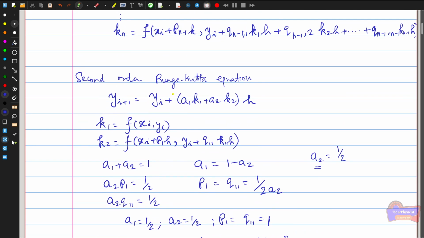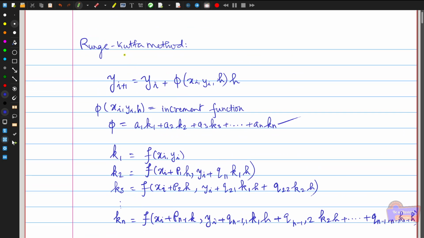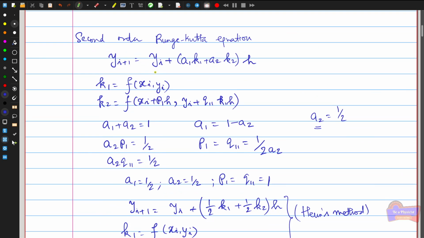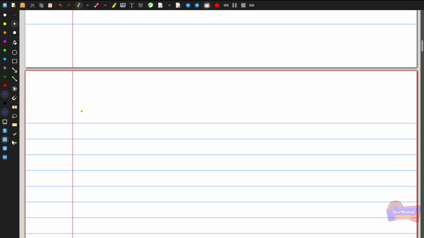Here we have chosen n equal to 2, so that we come up with the second order Runge-Kutta method. Suppose I choose n equal to 3, then the derived equation is called the third order Runge-Kutta method. So for n equal to 3, it is the third order RK method, the Runge-Kutta method.